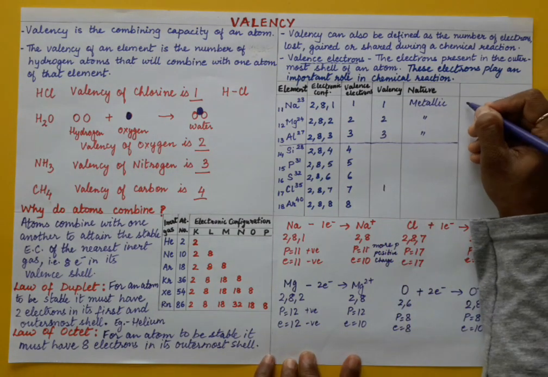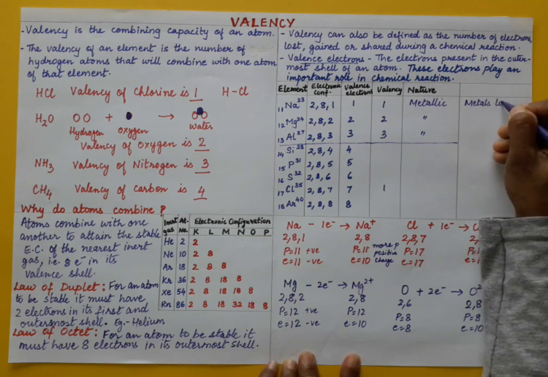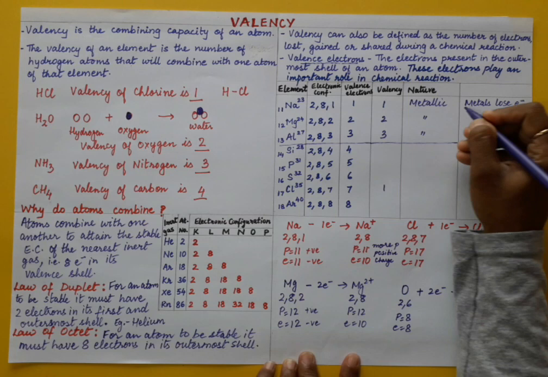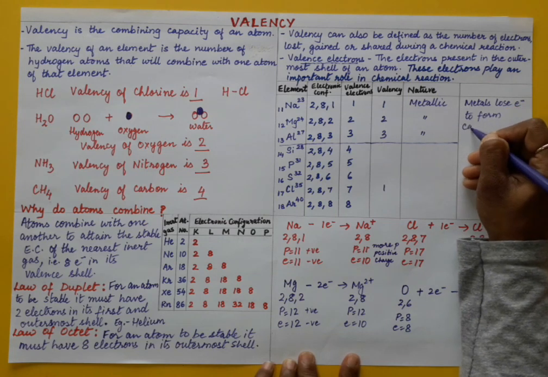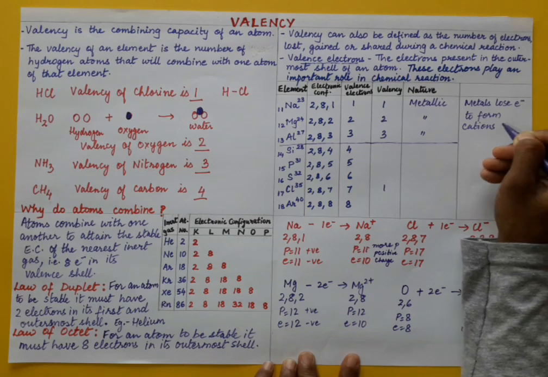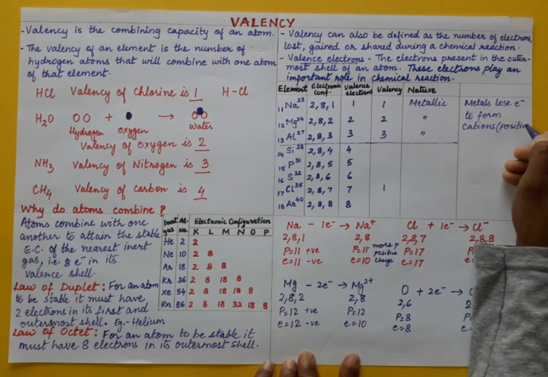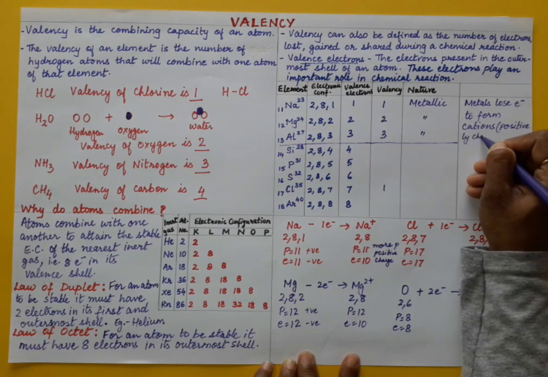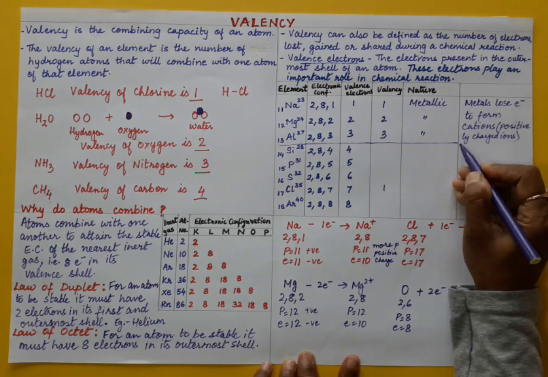Now we'll say metals lose electrons to form cations. Cations means they are positively charged ions. Positively charged ions are known as cations, right?